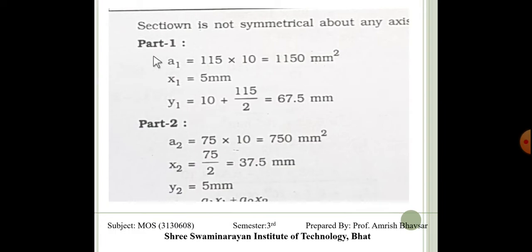So part 1 is given, that is 115 into 10, that is 1150 mm square. X1, that is 5 mm, and Y1 is 10 plus 115 by 2, so 67.5 mm. Part 2, A2 is equal to 75 into 10, 750 mm square. X2 is 75 by 2, 37.5 mm. Y2 is 5 mm.